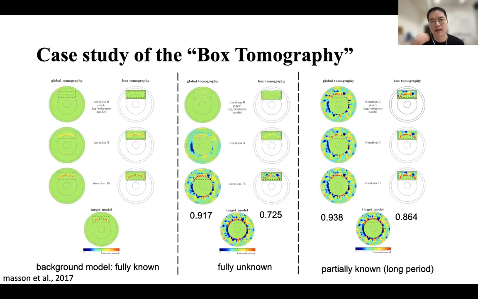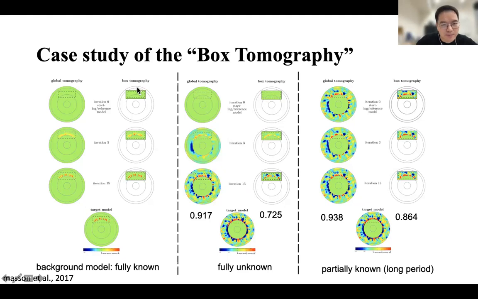And here is an example of box tomography. What that means is that we can try to only invert some structures in the box. Here is a benchmark with three different kinds of inversion. The first one, we can see on the left picture, is the target model. When we do the global simulation, that means we invert all the parameters in the whole domain, and we can get a very good result.